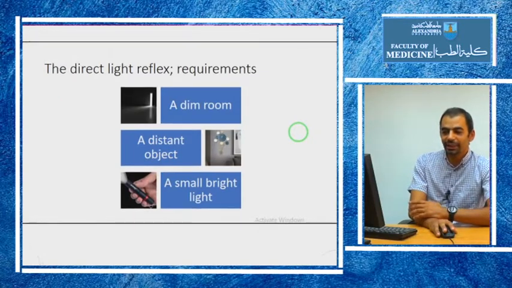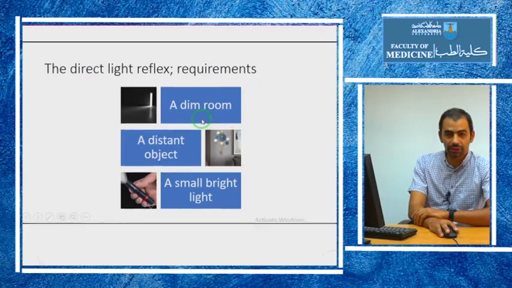So when we are examining the light reflex, we need to have a room with dim light, and a distant object to give to the patient to focus on, like a clock or a watch on the wall, and then we need to have a small bright light.